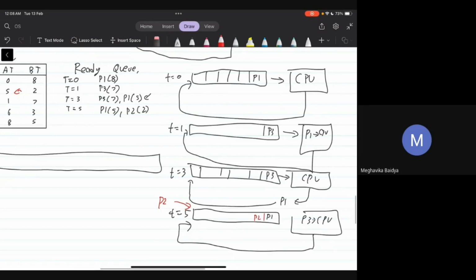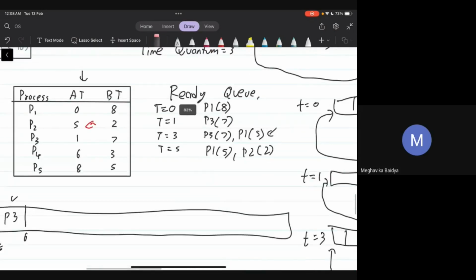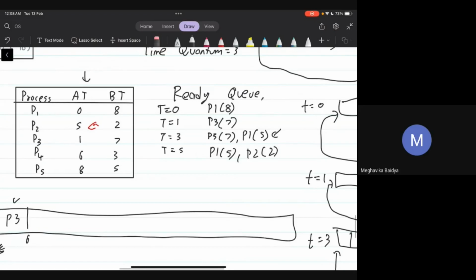Okay, got it. So let's go back here. You see at t equals 5, P3 went to the CPU. So that's why it is not in the queue. P1 was already in the line, so P1 came forward. P2 is behind P1, and then at t equals 6, you see that P1 is there, P2 is there. At 6, here is the issue. At time 6, P4 is coming from outside.